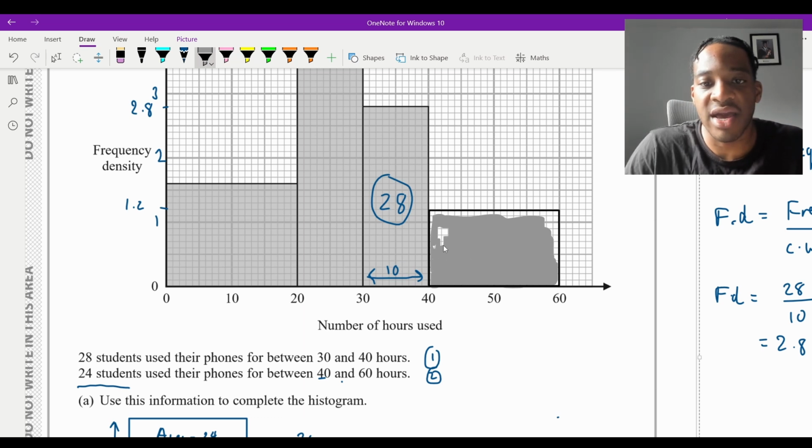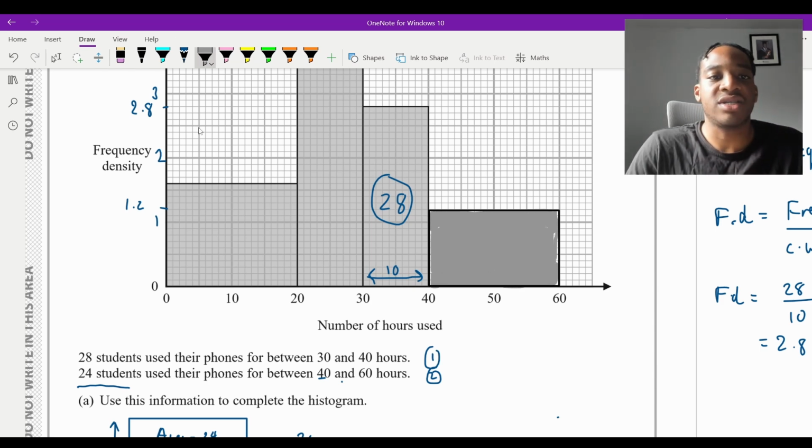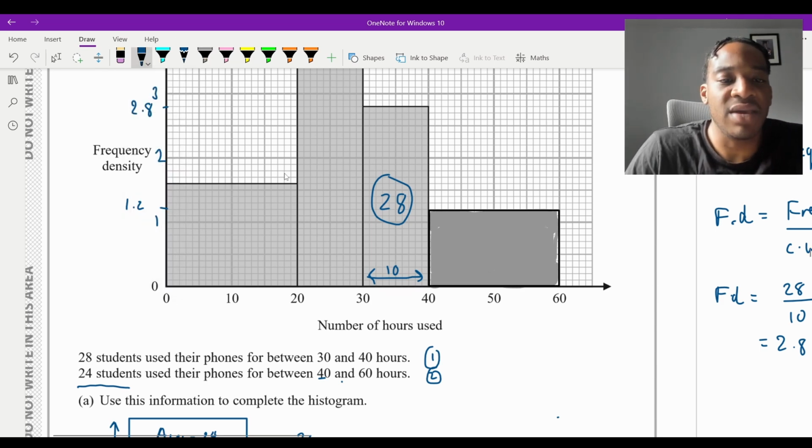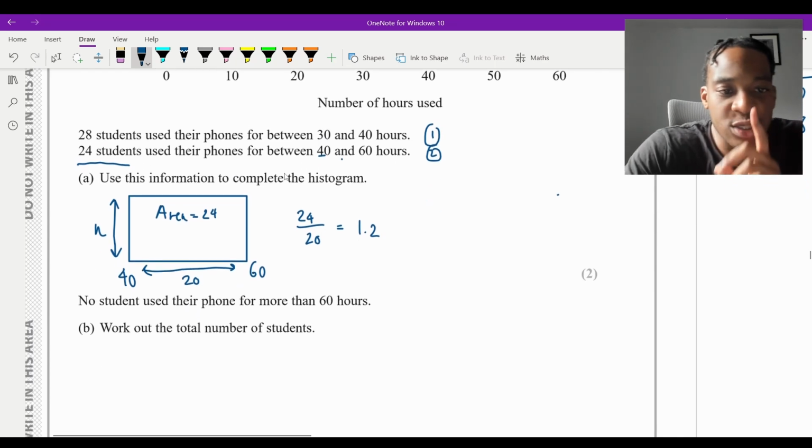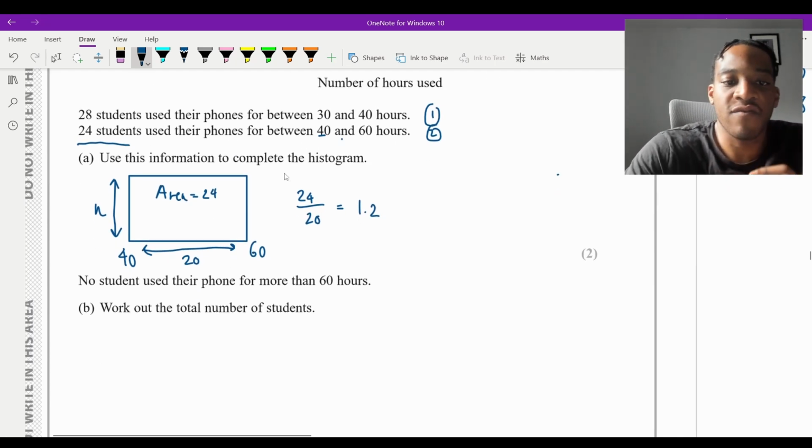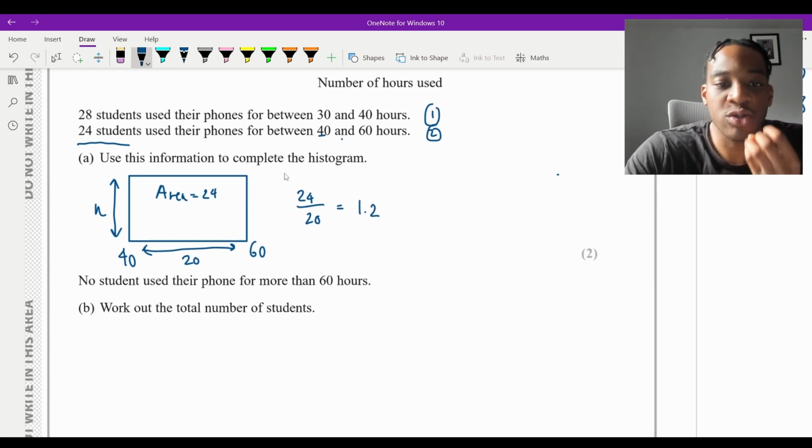So that would be part A finished. So we've done that. Let me just be an extra here. I just like to be complete. So that's perfect. Yeah, pretty much that's good enough. Okay, so that's done. Now, part B. What does part B say? It says no student used their phone for more than 60 hours, and we need to work out the total number of students with that information.